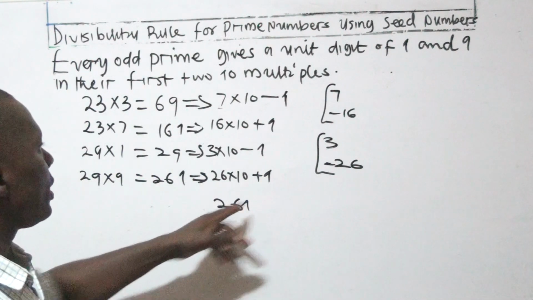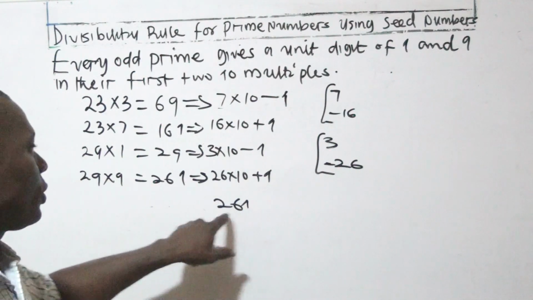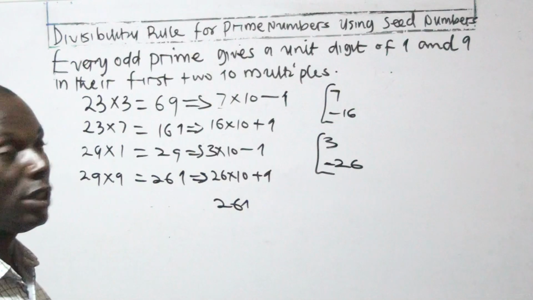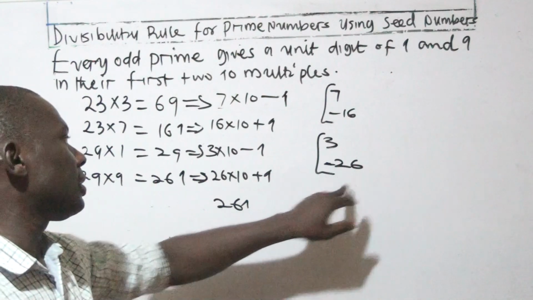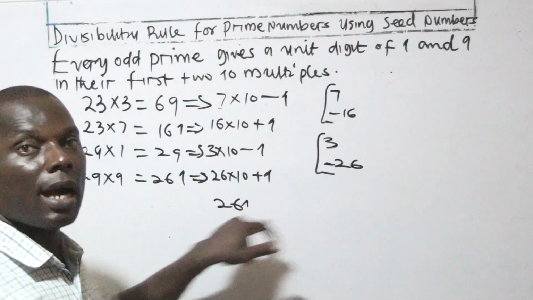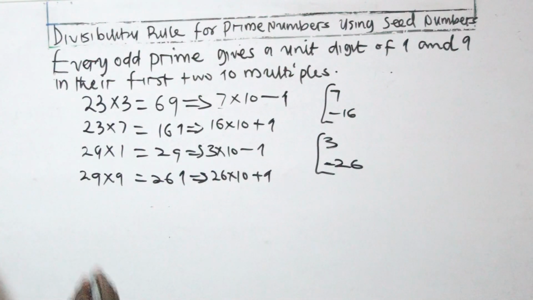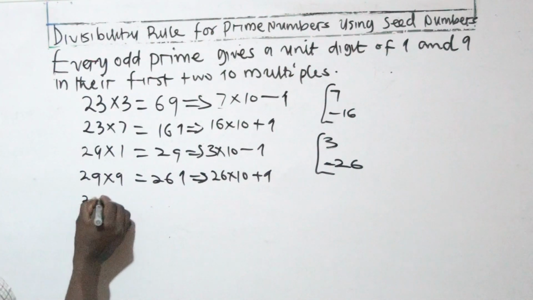Now let's check if it is divisible by 29. The first thing here: 3 times 1 is 3, plus 26 gives 29, so it's divisible by it. Here, minus 26 times 1 is minus 26, add to this gives us 0.